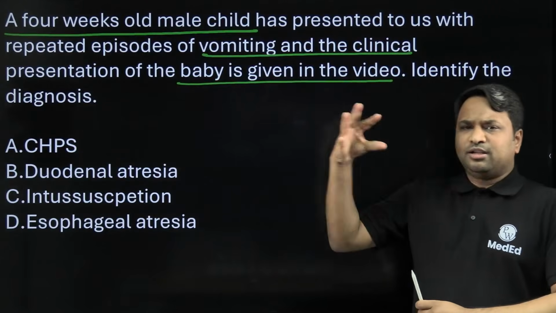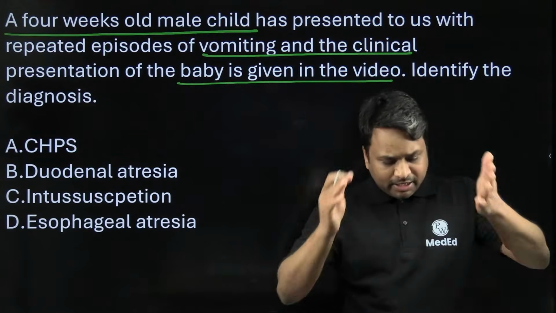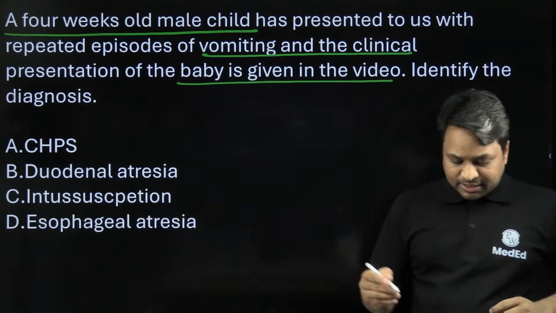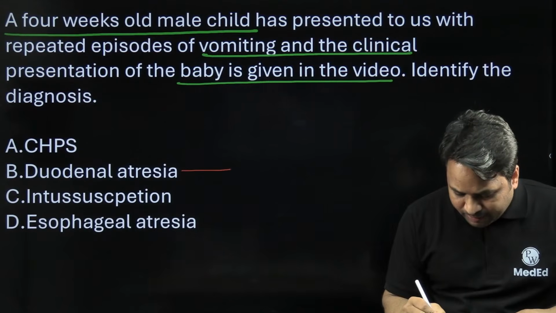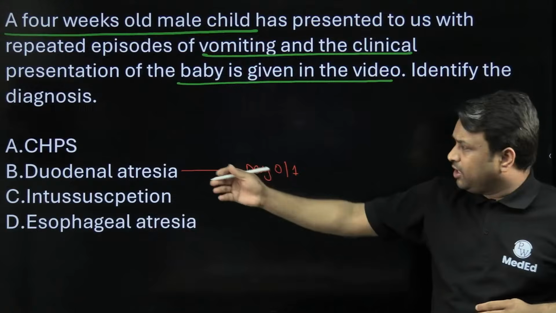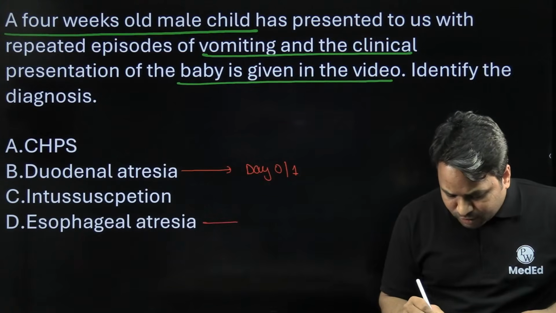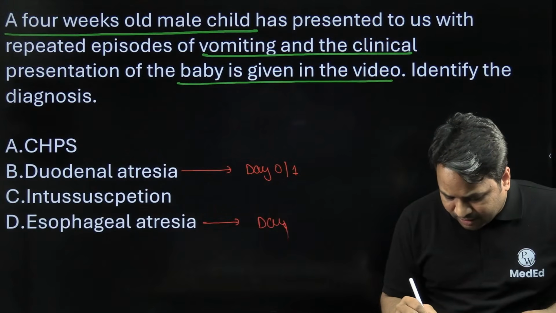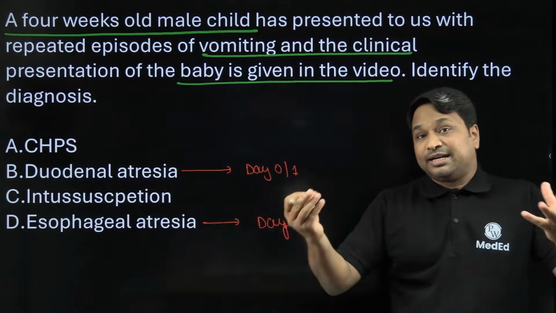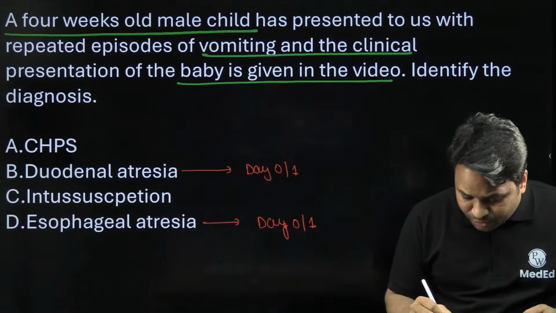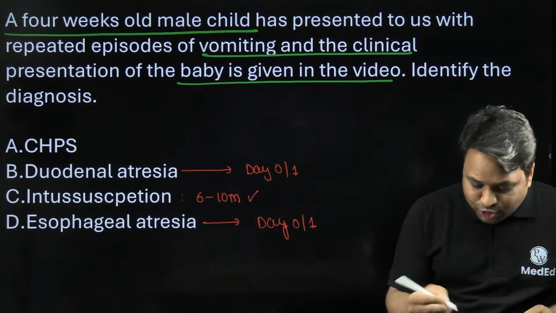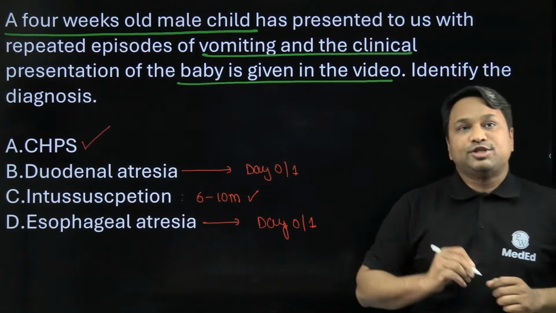4-week-old male child, repeated episodes of vomiting. I know where it is going. You have options like CHPS, duodenal atresia, intussusception, and esophageal atresia. See, duodenal atresia will present to you on day 0 or day 1, so I already rule this out. Esophageal atresia will also present on day 0, day 1, so again I can rule this out. So I'm left with CHPS and intussusception because that can occur at any age group. But intussusception usually occurs between 6 to 10 months of age. So by virtue of the question, I already know the answer is CHPS.